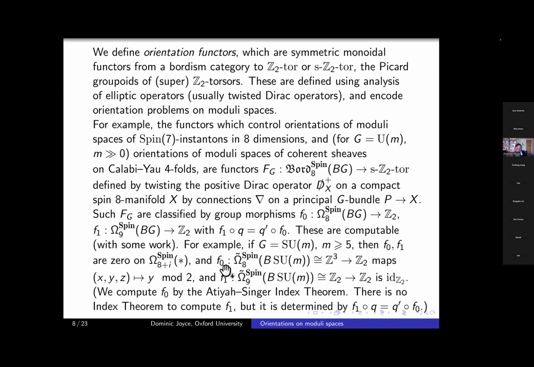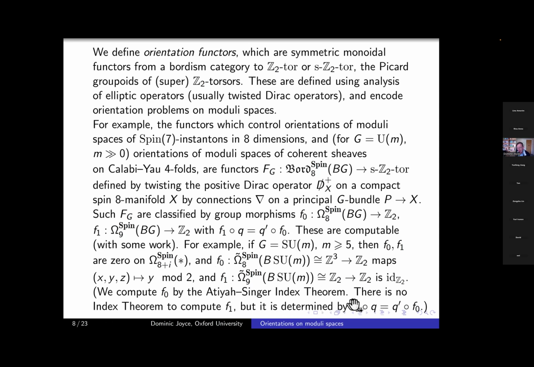So we can compute this map F0 by applying the Atiyah-Singer index theorem. We could do this by choosing a basis of three basis elements of this Z3, and then computing the indices of three elliptic operators on the 8-manifolds. In fact, there is no index theorem to compute F1, because F1 is really taking a kind of mod 2 index on a 9-manifold, which is a slightly strange thing to do. And there isn't an index theorem for that.